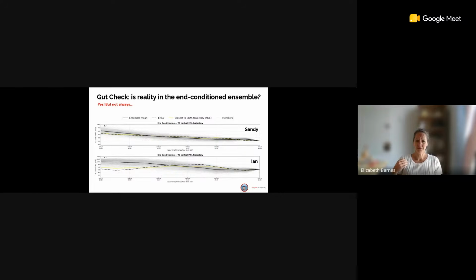So when you start doing this kind of conditioning, one question is, how is it working? Is it right? Is it obeying physical laws? Yes, but not always. So in Jerry's work, we have quite a few examples of showing when it succeeds and when it fails.